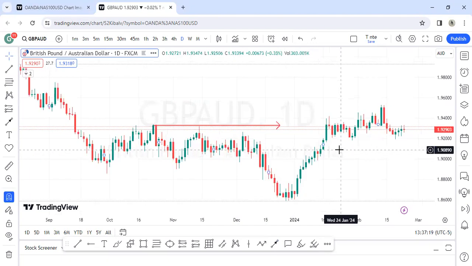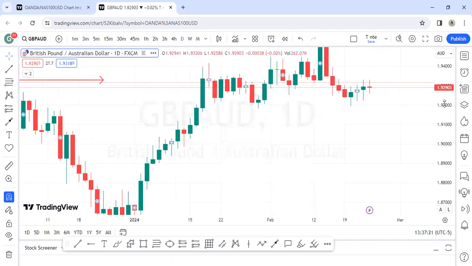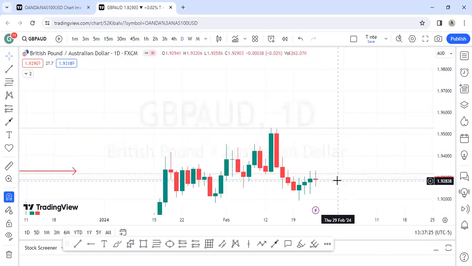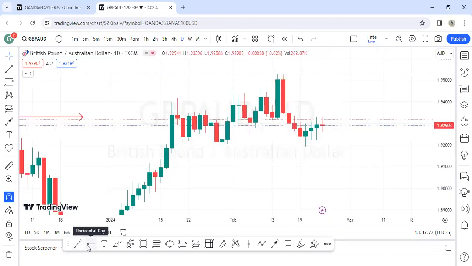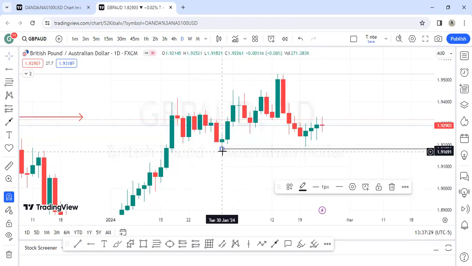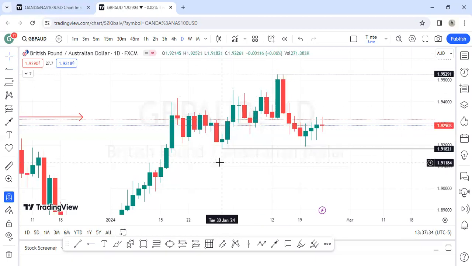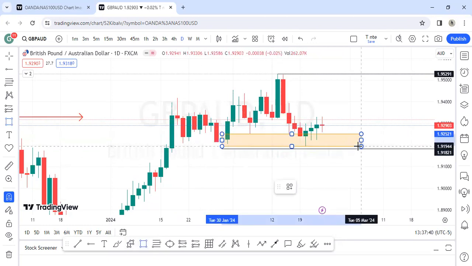Then I was looking at the current structure of the market, and you can see that we are also in a bullish trend. Based on the daily range, the intermediate daily range is from here to this point here. In this bullish daily range, you can see that this particular order block or demand zone was not breached.